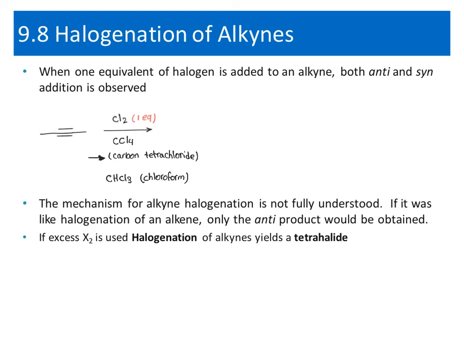So with one equivalent of chlorine in carbon tetrachloride as a solvent, we are going to form both trans and cis isomers. So this is the cis, this one is the trans, and we know that trans is more stable, so it is going to be our major product. So the mechanism for alkyne halogenation is not fully understood, meaning that if the halogenation want to happen similar to alkene, only the anti-product should be produced, which should be the trans product. However, we are forming both cis and trans product, so the mechanism is not known completely.